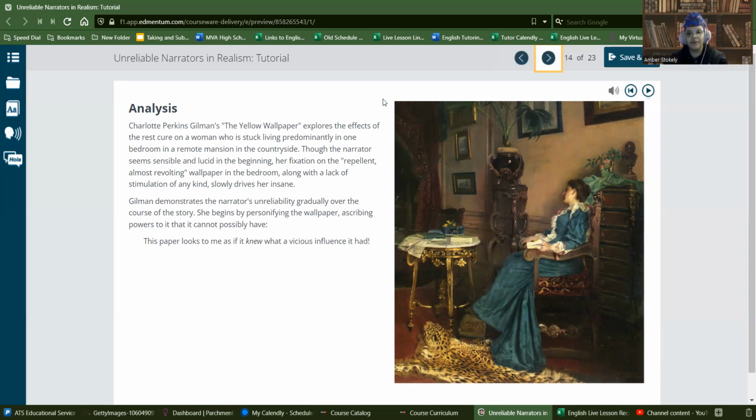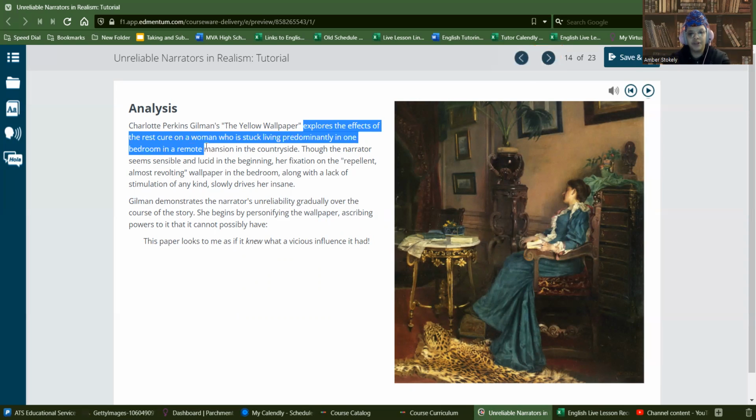All right, we're at slide 14. We're here for the analysis, and the analysis basically tells us the summary of the story. The story explores the effects of rest cure on a woman who is stuck living predominantly in one bedroom in a remote mansion in the countryside. So this woman is stuck in one room constantly all the time.